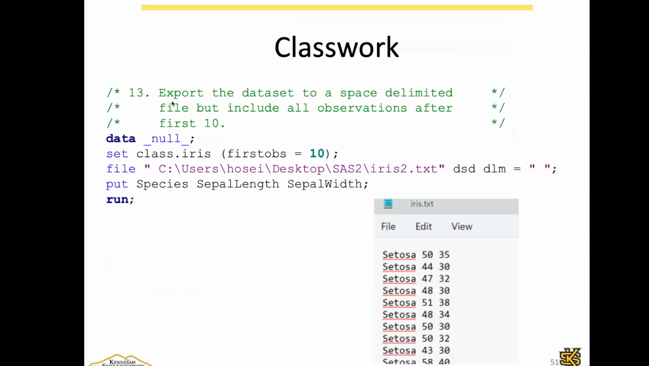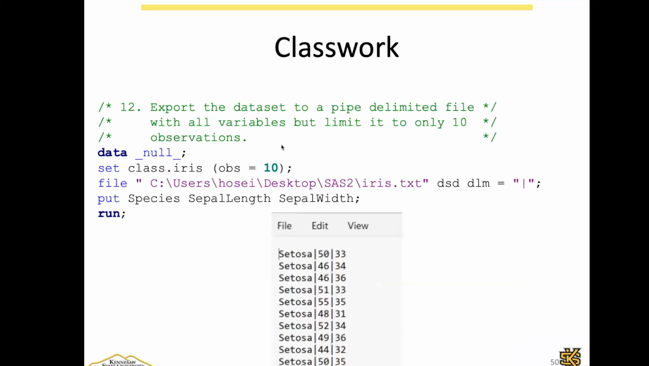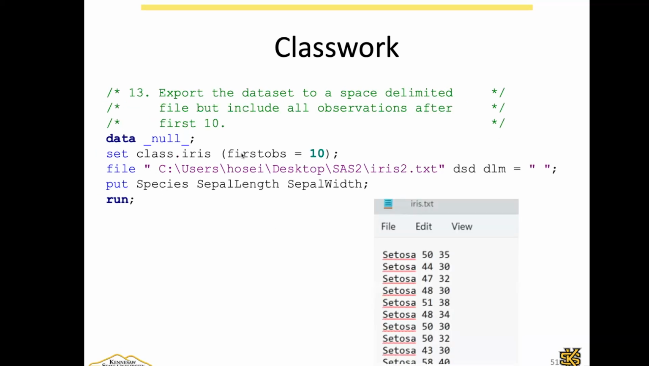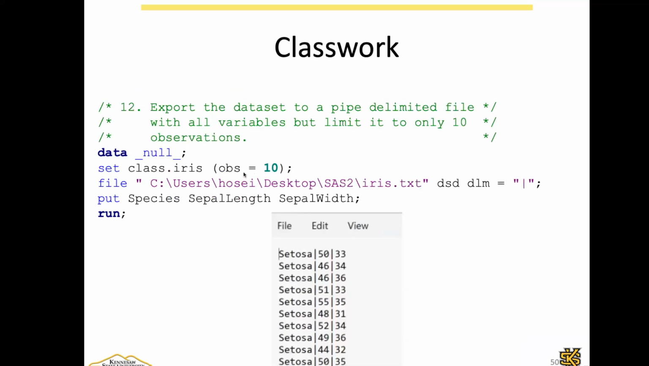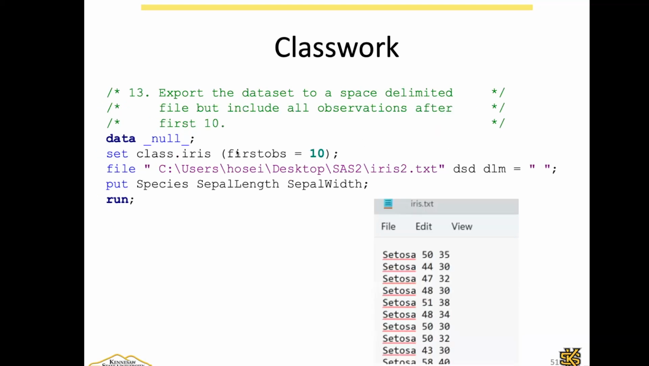And the next one: export the dataset to the space delimited version. So instead of comma or pipe, we are gonna have the space. So everything's the same, but this time include all observations after the first 10. Okay. So we are gonna start from 10. The previous version, we just wanted to see the first 10. Here we are gonna start from 10.